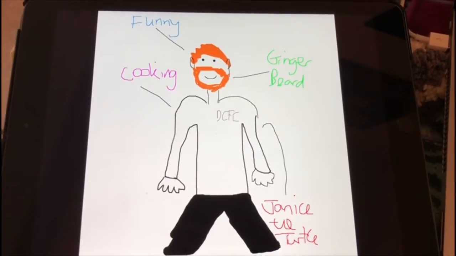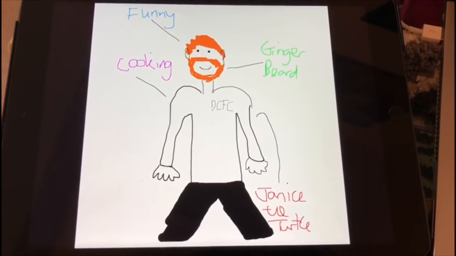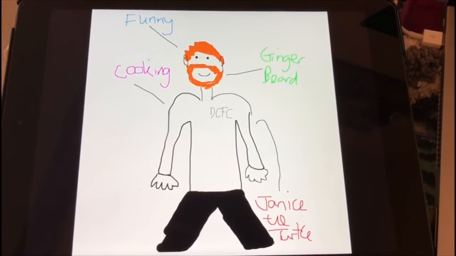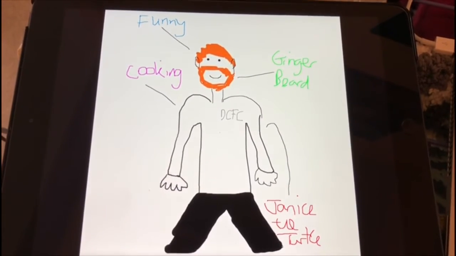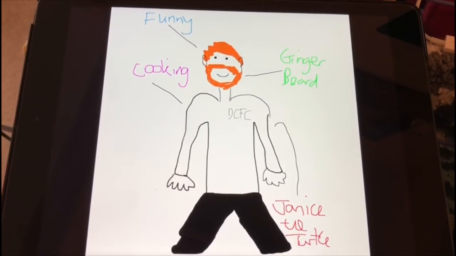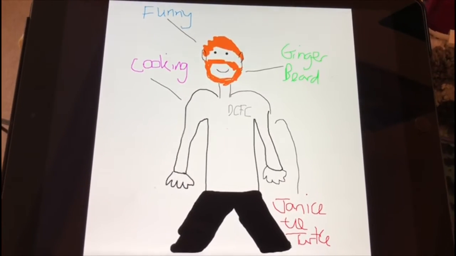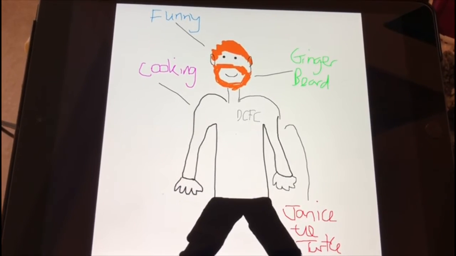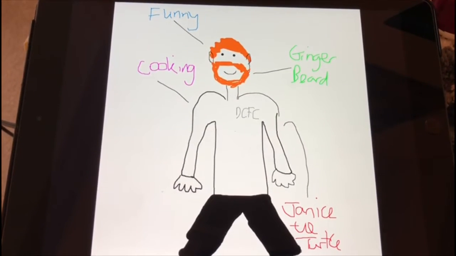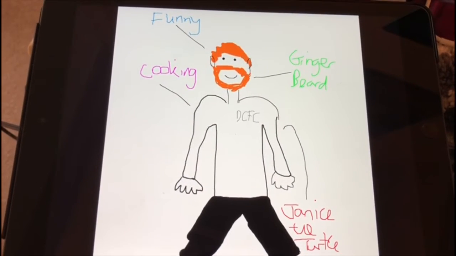So guys, this is what I made on my iPad earlier. As you guys are probably thinking right now, what an amazing artist he is. As you can see, I drew a picture of myself. I've got my ginger hair, my ginger beard, my Derby County top on. Around the outside, I looked at the 4 things about myself. First of all, I looked at 1 strength or skill. A lot of people tell me, and I also think it as well, that I'm quite funny. So I went with funny.